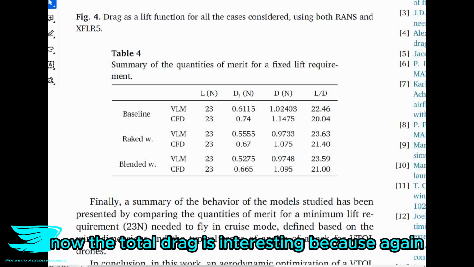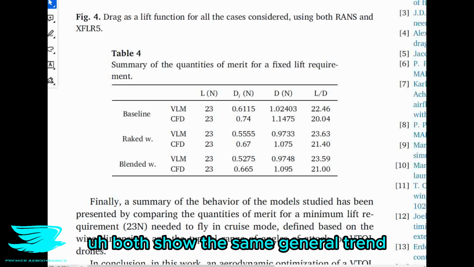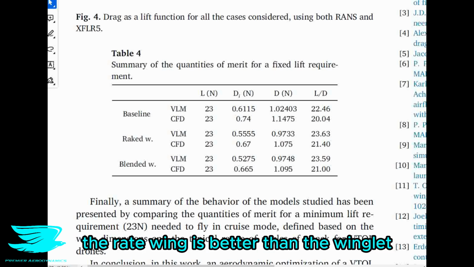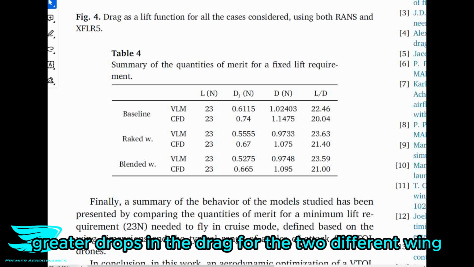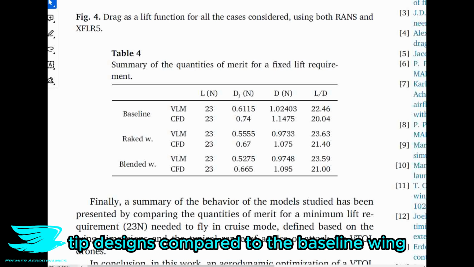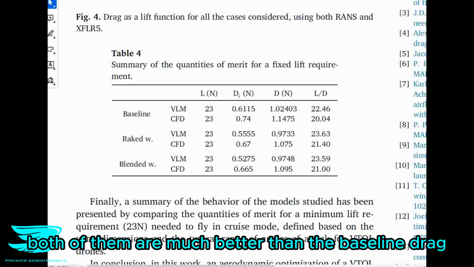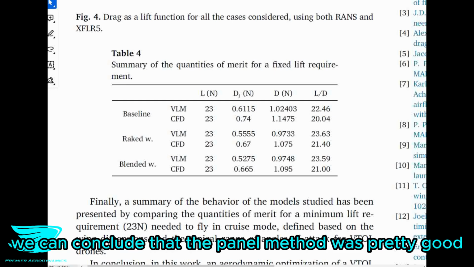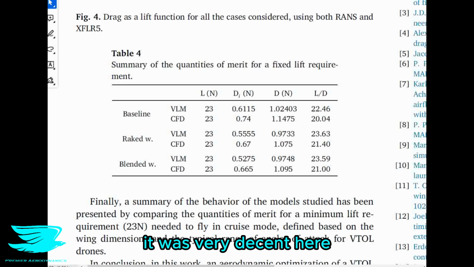Now, the total drag is interesting because, again, while the CFD and panel methods both show the same general trend that the baseline is the worst, the baseline wing, the raked wing is better than the winglet, and the CFD showed much greater drops in the drag for the two different wingtip designs compared to the baseline wing. So regardless of which wingtip you take, both of them are much better than the baseline drag. So from this, we can conclude that the panel method was pretty good. I mean, I wouldn't use it to give the final answer, but to get a general idea of the trends, it was very decent here.